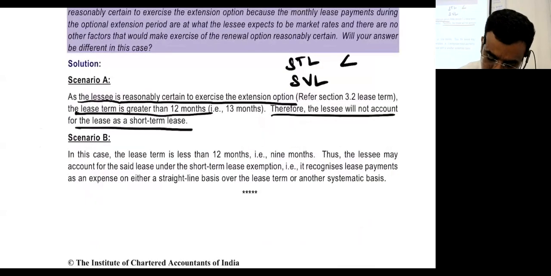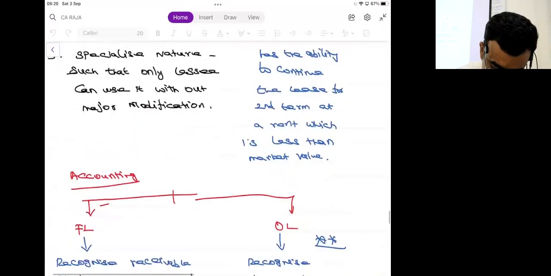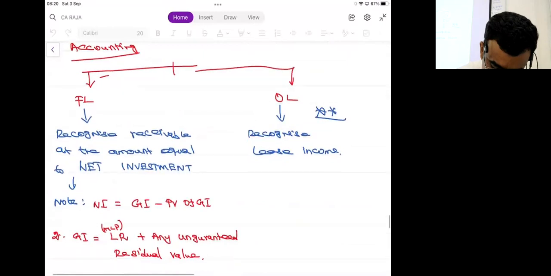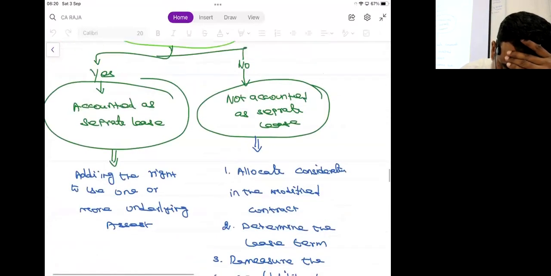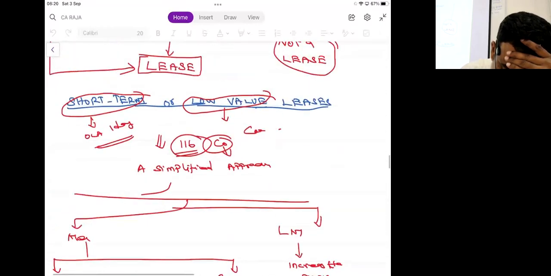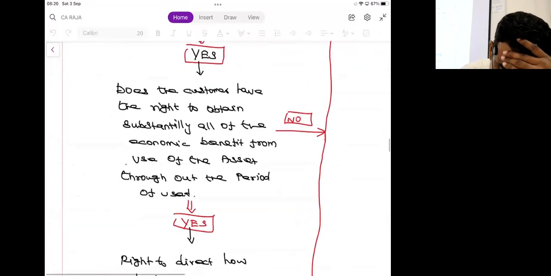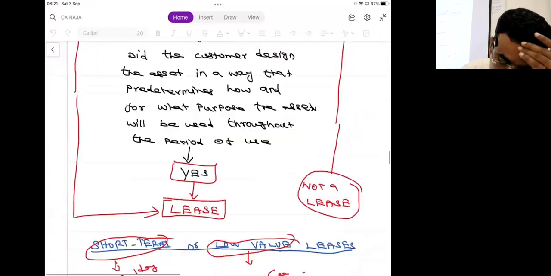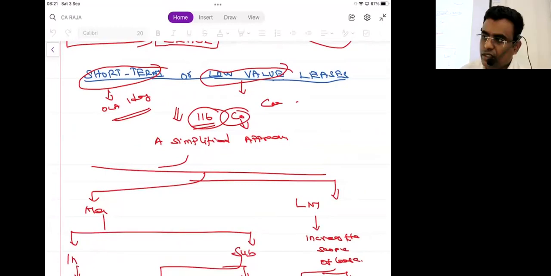Why is it missing in this also? Wait. Let me see if it is in our book. Short-term lease, but the details are not given. I think so. Short-term lease and low value lease. Okay, low value lease. Then I will explain to you.